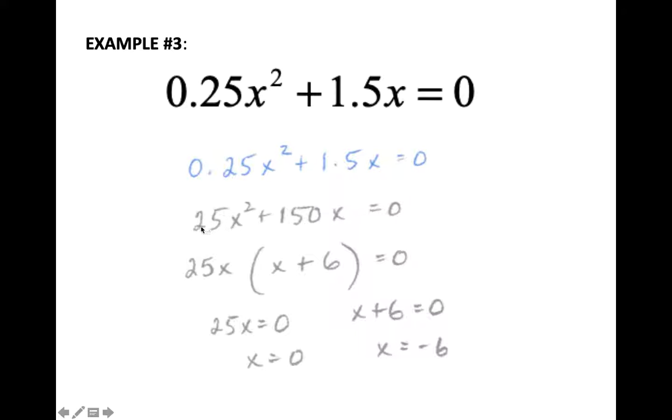Now I can see that I have 25x that I can factor out, leaving me with x plus 6. So this one could be 0 or this one. So I get that x is 0 or x is negative 6.